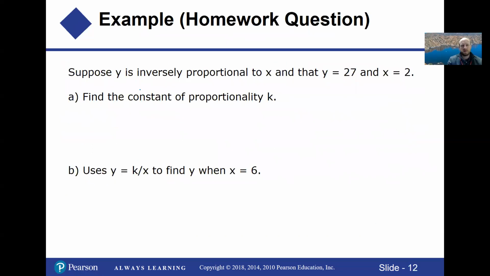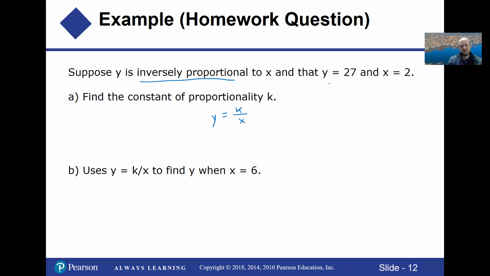So let's do a homework problem. Suppose y is inversely proportional to x, and that y equals 27 and x equals 2. Find the constant of proportionality k. So again, the hint here is that it says inversely proportional. So that means I know that I'm going to use y equals k over x.